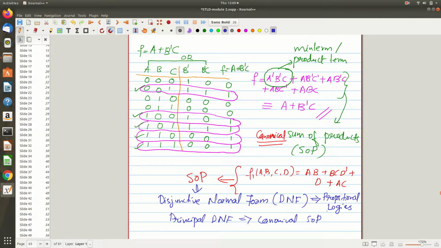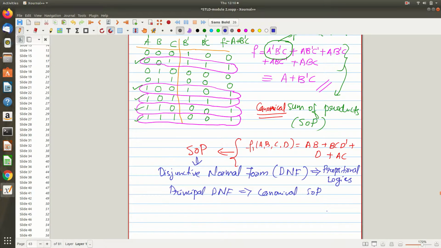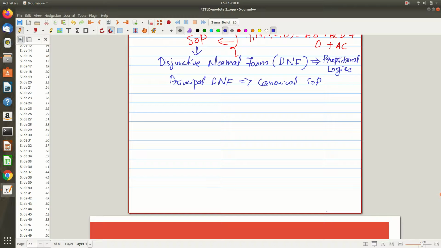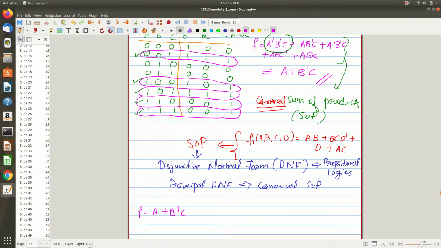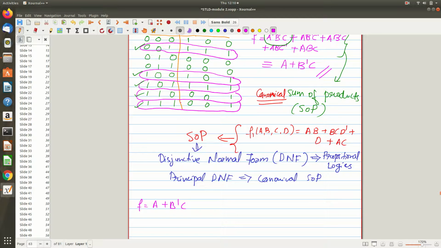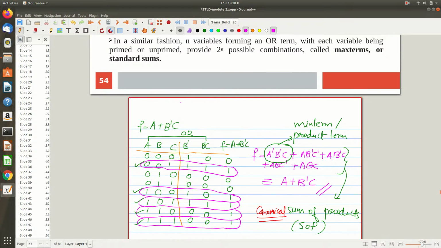Now let me tell you one more way of reaching this canonical SOP. The question is like, suppose I have this function with me, say A plus B dash C. Here it is in SOP, but it is not in canonical SOP, right? And you know how to find out the equivalent canonical SOP. You can write the truth table, look at the ones, and just do this mapping. You will get the canonical SOP. So this is our canonical SOP, right? Fine. Hope it is clear.